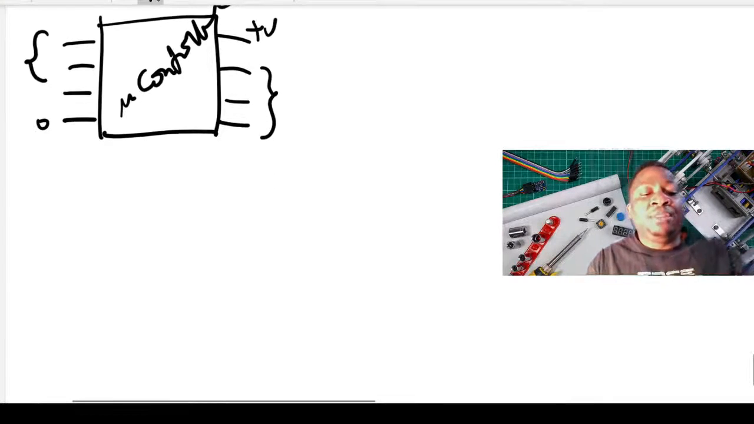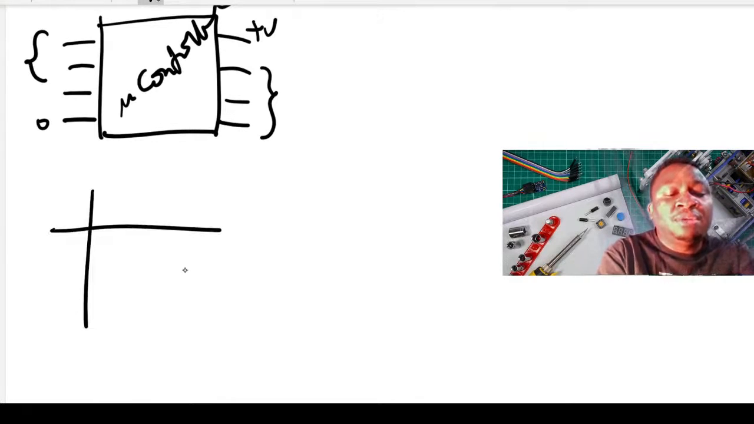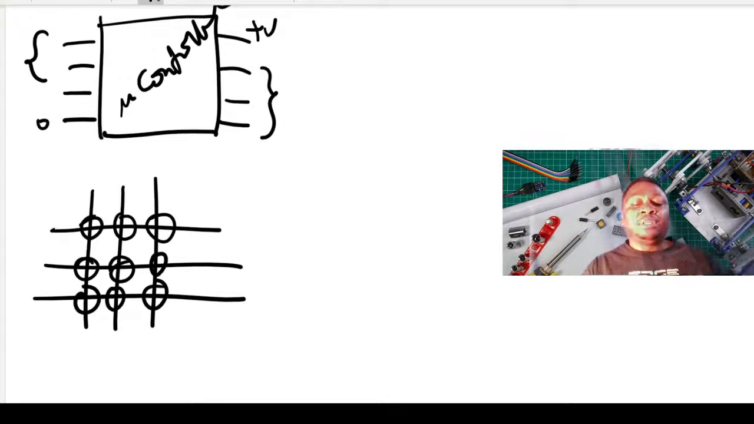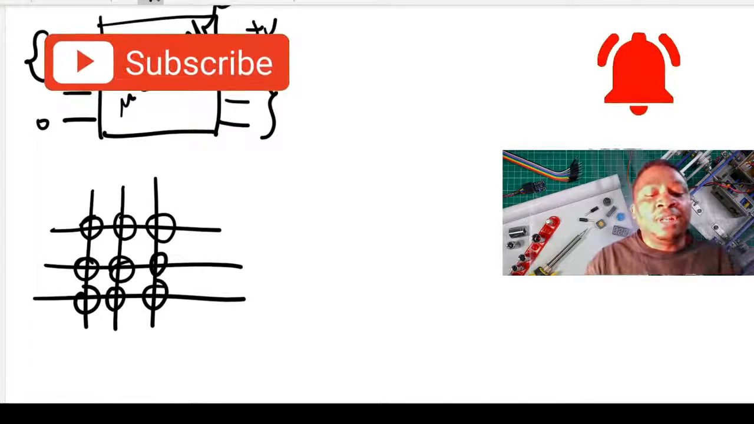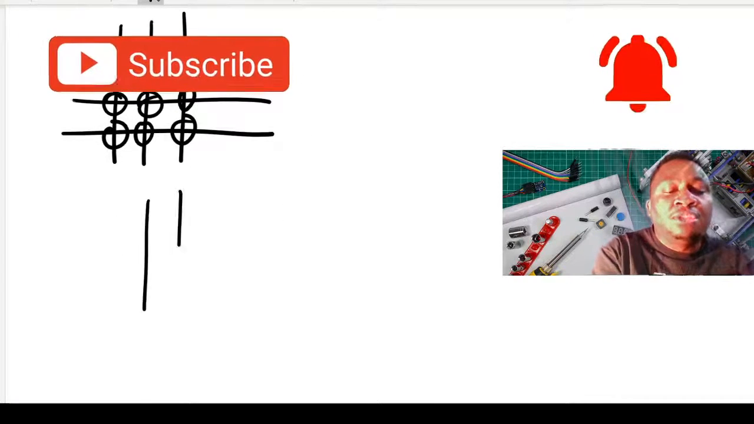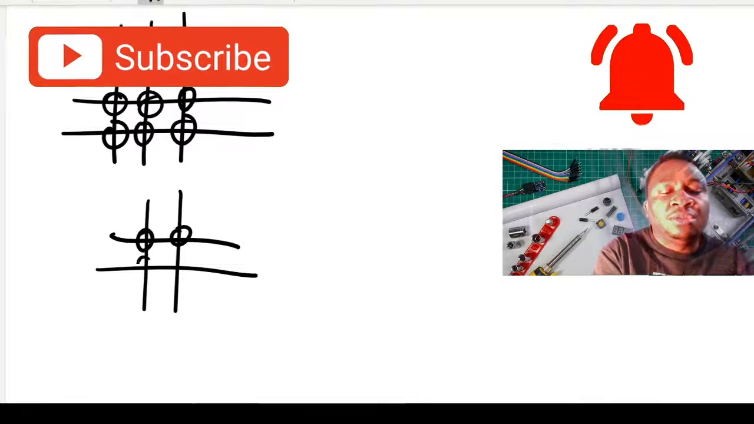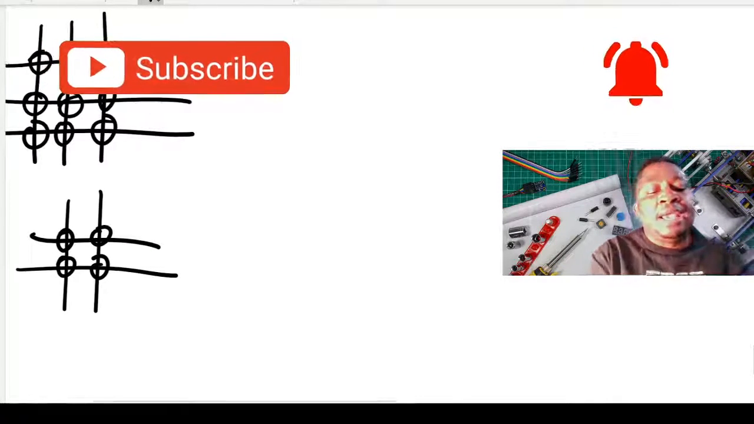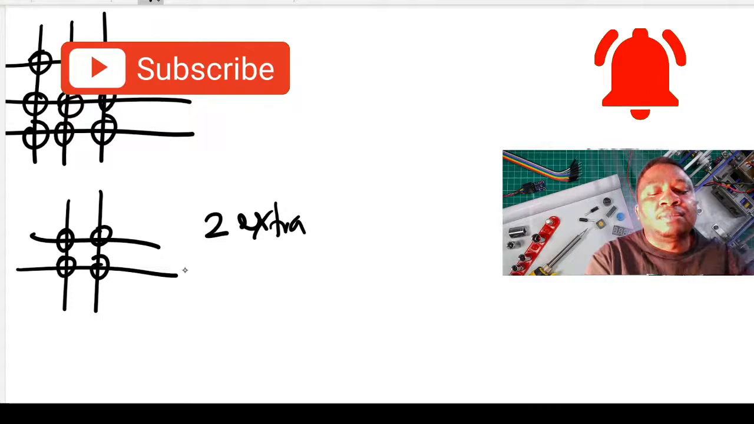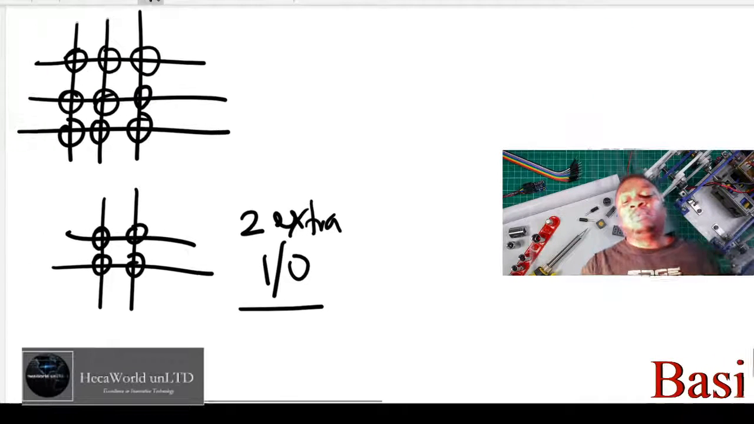Anyways, with this, when you have 3 and 3, how many combinations can you have? 1 2 3 4 5 6 7 8 9. You can have 9 buttons connected with just this one chip. Or you can have 4 buttons with 2 and 2, so 1 2 3 4. You can have the 4, and you still have 2 extra I/O pins to perform other functions with the one microcontroller.